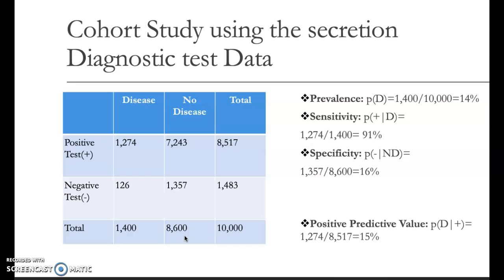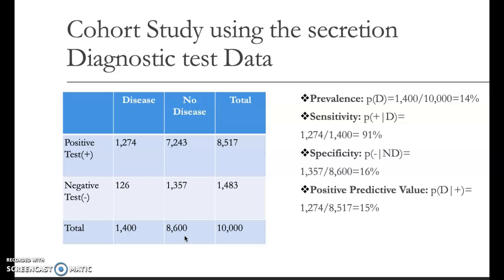All right, and then the next thing that was calculated was positive predictive value. The positive predictive value was calculated from individuals who tested positive and had the disease, which is again 1,274, divided by the total who tested positive in general, whether they had the disease or not, which was 8,517. This concluded into 15%. So this is the probability that an individual actually had the disease.